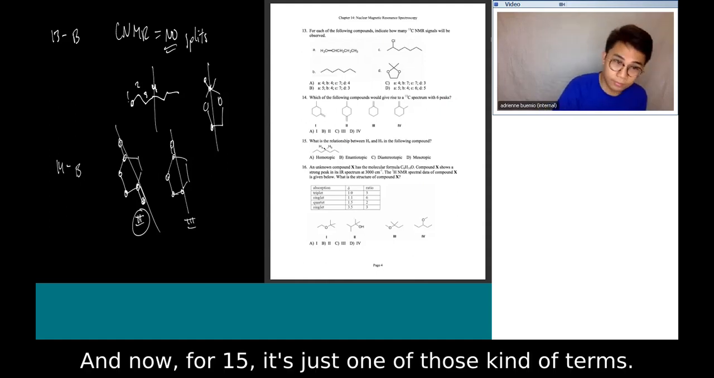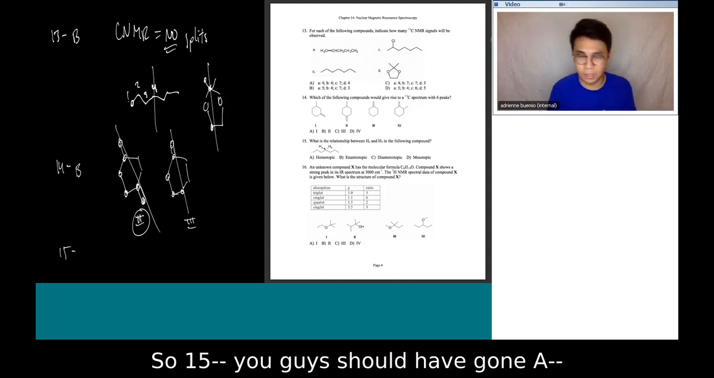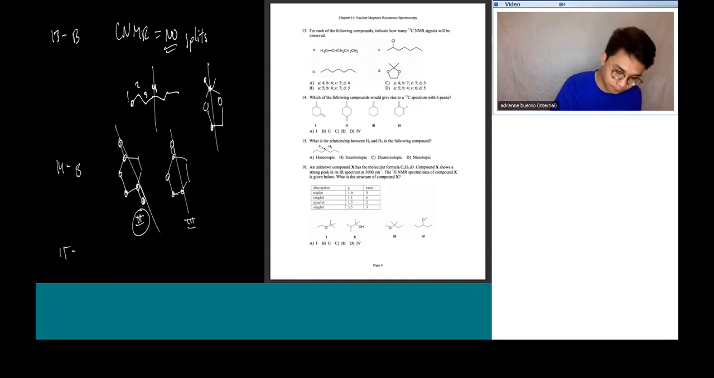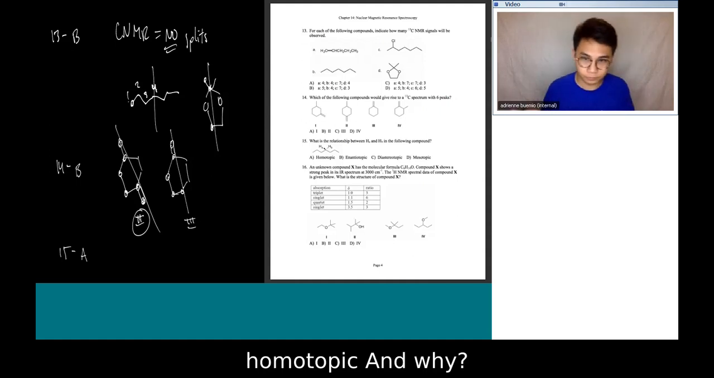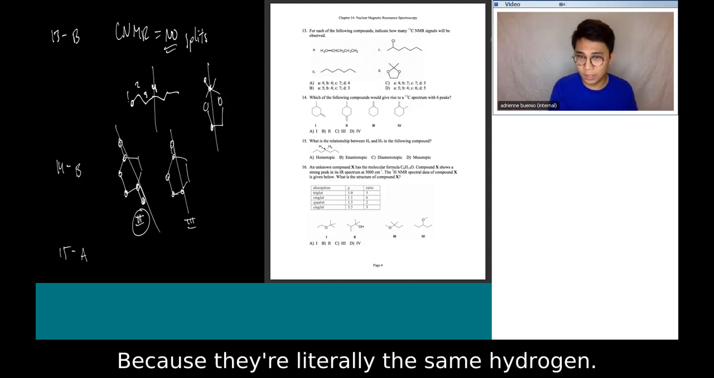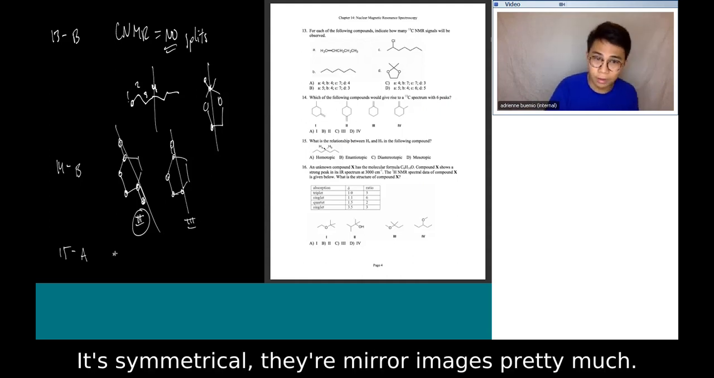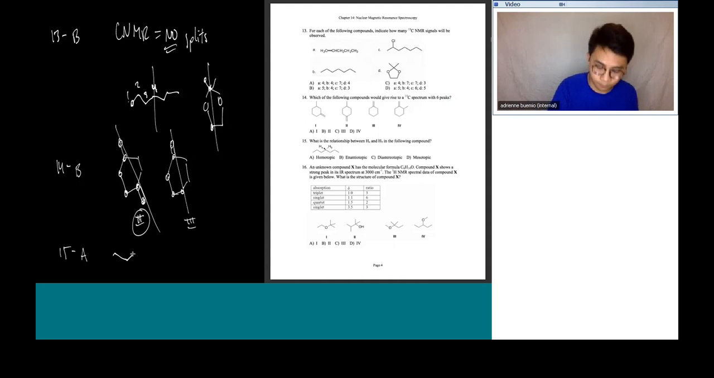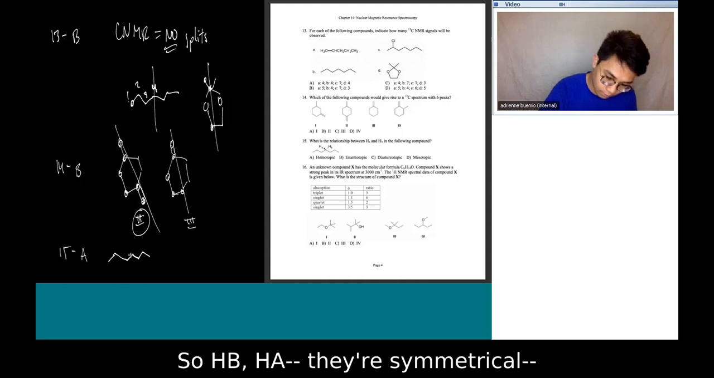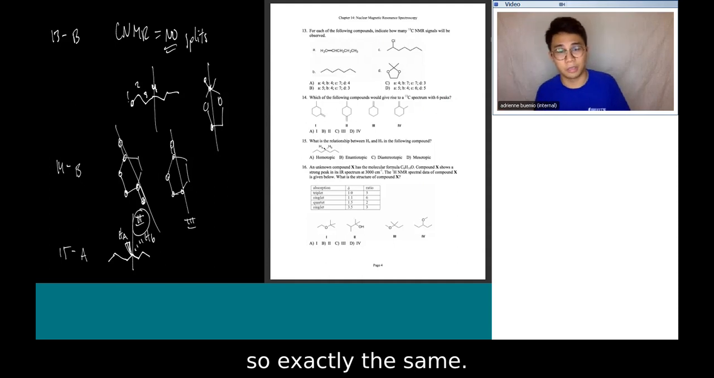And now for 15, it's just one of those terminology questions. So for 15, you guys should have gone A, homotopic, right? And Y, because they're literally the same hydrogen. It's symmetrical. They're mirror images pretty much. So HB, HA, right? They're symmetrical, so exactly the same.